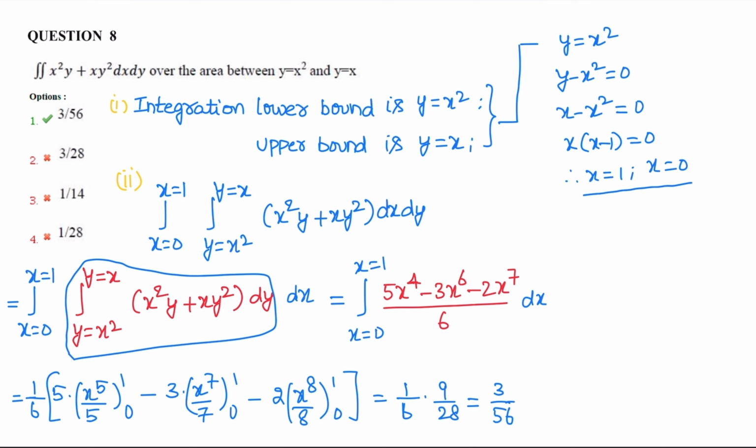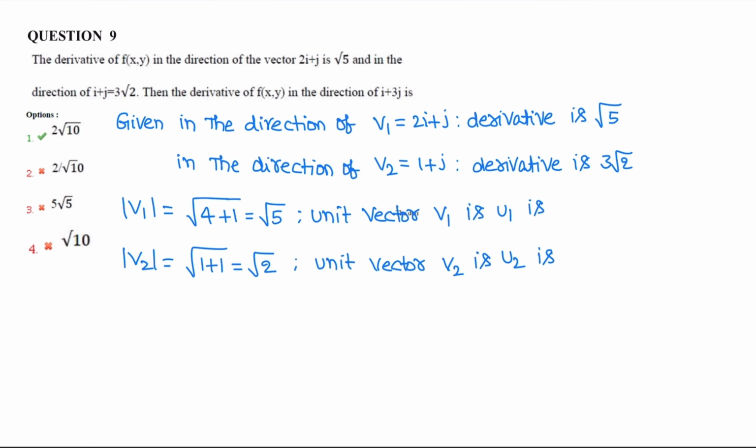The double integral of x square y plus xy square dx dy over the area between y is equal to x square and y is equal to x is 3 by 56. Option 1 is correct. Question number 9.